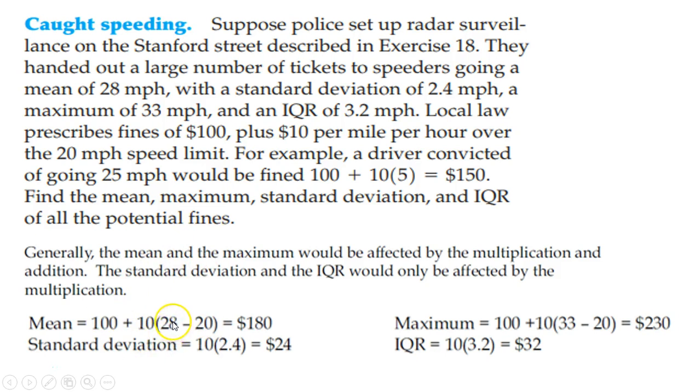The mean was 28, so it's 28 minus the speed limit times 10, and then add 100. The max would be the same, 33 minus 20 times the 10, because the 10 is the multiplier, and then add 100. But notice how I'm not adding anything here. The standard deviation is not going to change. It says here that the standard deviation was 2.4. I'm not subtracting it from the miles per hour. I'm not subtracting that either, the 3.2 for the quartile range. So there we end up with our new standard deviation and interquartile range, in terms of dollars, how much they're paying.